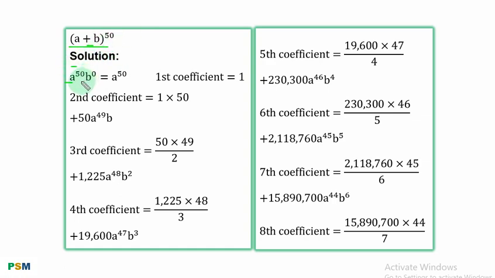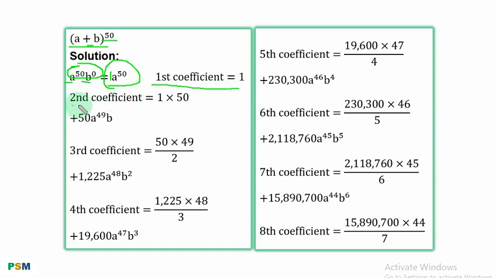At this point, the power of the second term is 0, so that the sum of the two powers is 50. B power 0 is 1. We are left with A to the power of 50. Here, the coefficient is 1. So, we have the first coefficient equal to 1.